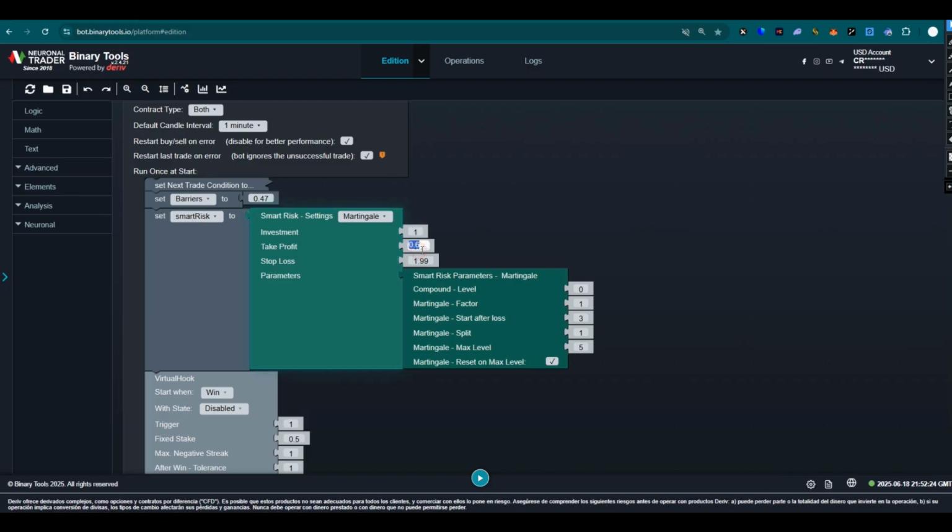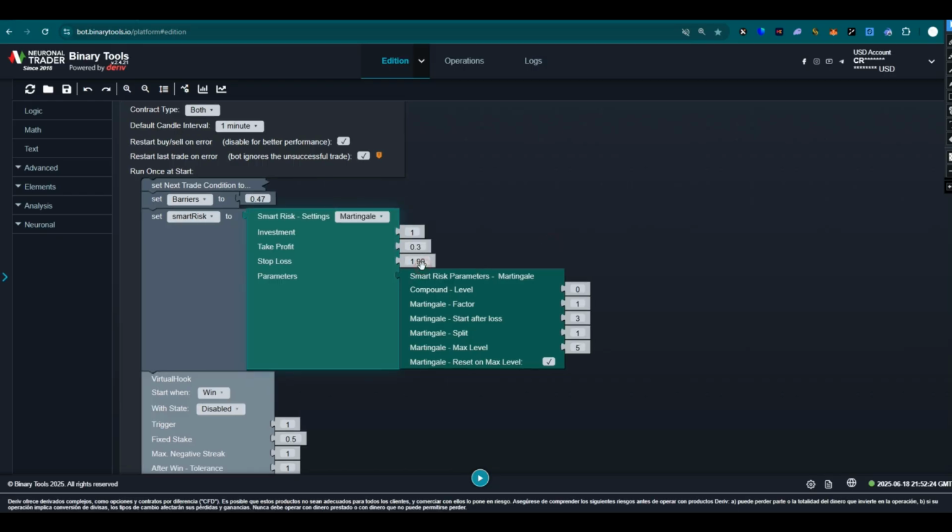So $1, and take profit, we say that we need 0.3 per session, and stop loss will be $1. If it's $1, I like to put 0.99, okay, yeah. And martingale system, I'm going to use 1 compounding levels, and martingale I will not use it. I will use 0. I will not trade with the martingale, and the other things I'm going to leave just like that.